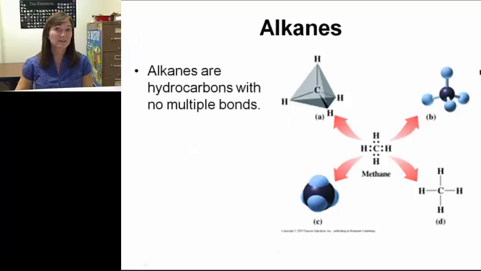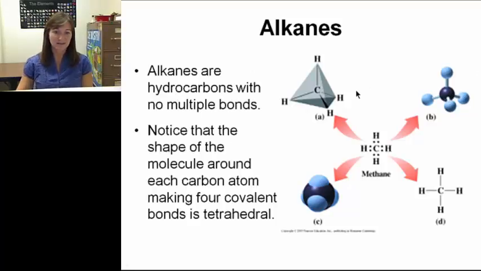Alkanes are hydrocarbons with no multiple bonds. Notice that the shape of the molecule around each carbon makes 4 covalent bonds and is tetrahedral. So remember that when we were dealing with, let's look down here at the Lewis dot structure. Carbon in the middle, it has 4 different electron clouds and 4 different atoms. So this would have a VSEPR geometry that's tetrahedral and also a molecular shape that's tetrahedral. So all of your alkanes have a tetrahedral shape around the carbons. So if you remember, they have about 109-degree bond angle.